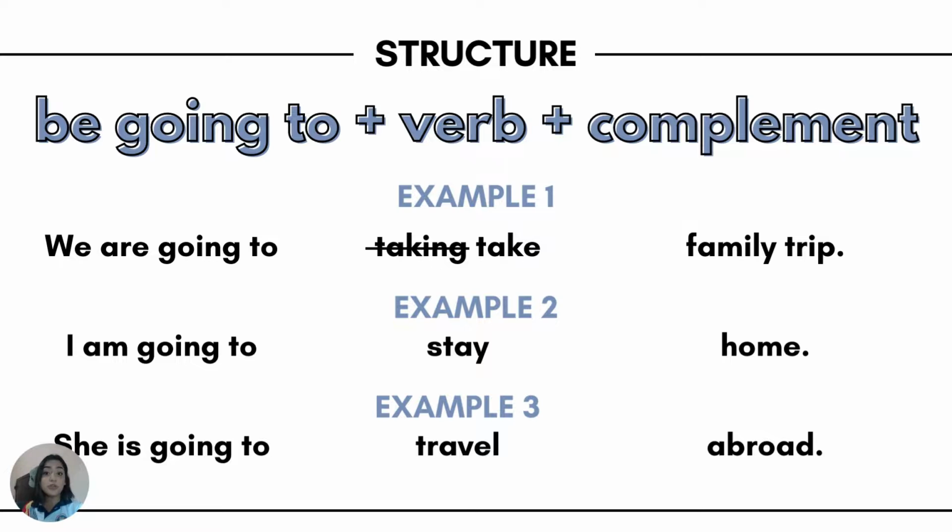First, we are going to use the verb to be, are or is, depending on the subject. Then we add going to, add the verb in its basic form, and finish by putting the complement of the sentence. For example, in the first sentence, we start with we, the subject. Then the verb to be, are, since the subject is we. And then we add going to.